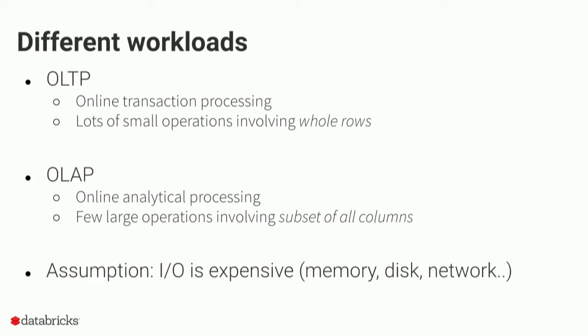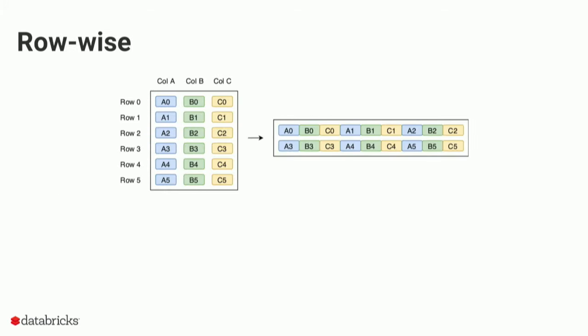Usually they're very large scans, and the end result is a very small selection of the rows, and within that small selection of the rows, a small subset of the columns. The main assumption I have for the rest of this discussion is that I/O is expensive, be it from memory or from disk or from the network. So let's look at these models in the context of these different types of workloads.